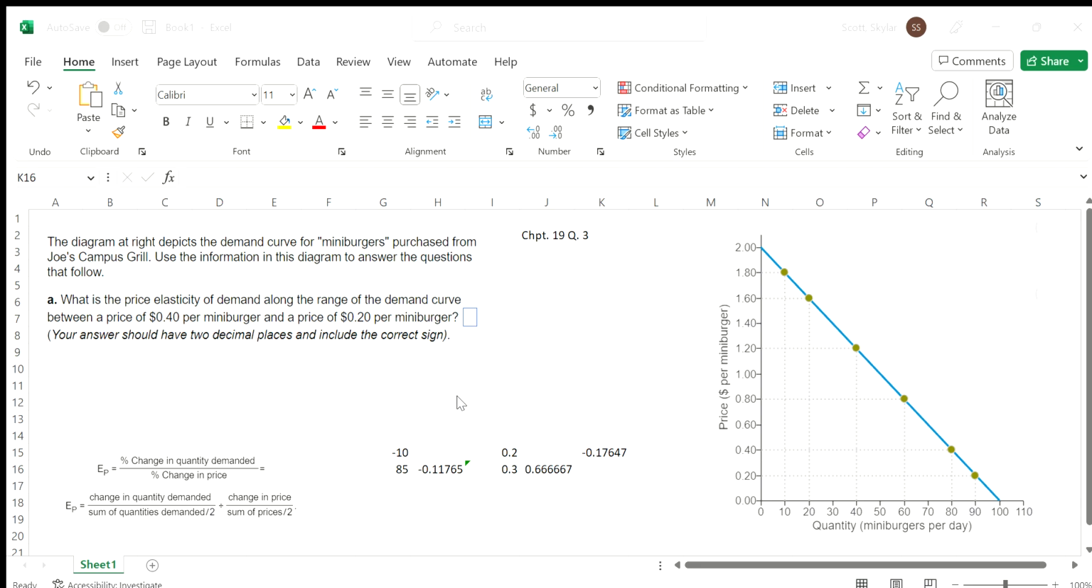The second part is going to ask if the demand is elastic, unit elastic, or inelastic. Remember that any absolute value below 1, meaning anything that's a decimal number, is going to be inelastic. Anything that's equal to 1 is going to be unit elastic, and anything over 1 is going to be elastic. Because this is below 1, or the absolute value of 1, this particular item is inelastic. We're going to hit enter, and it says, excellent, we got that correct.